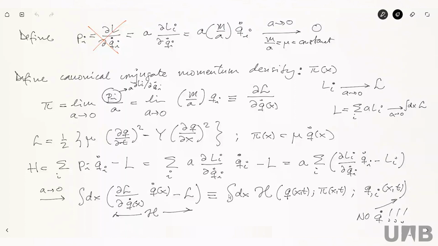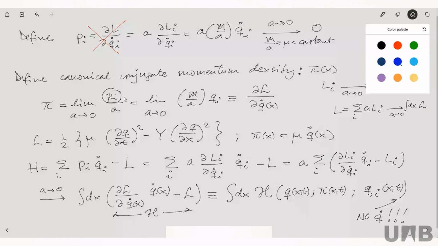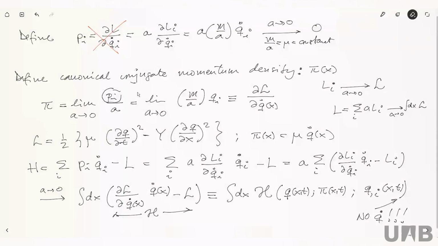Now, any questions? Or comments? I'm going to, no questions. I'm going to change the color of this thing so that you can see it better. Okay, so this goes to A. This goes to A times the derivative of Li with respect to Q dot i.